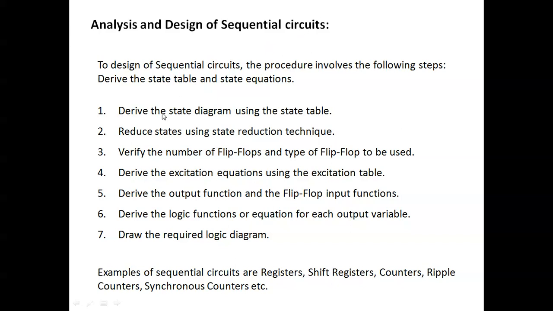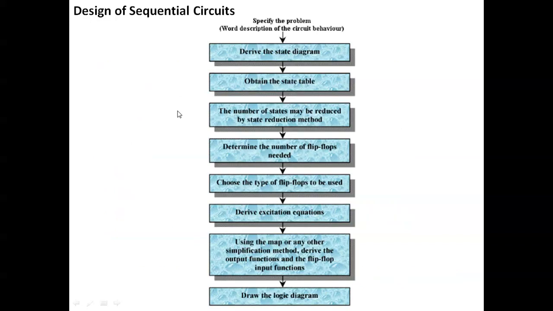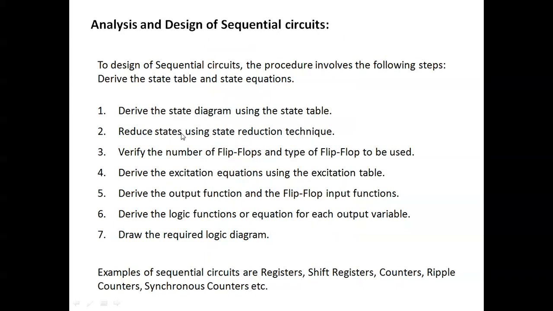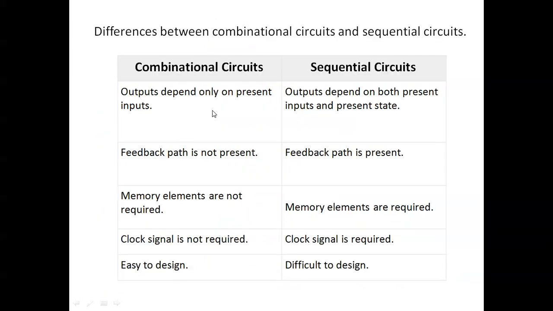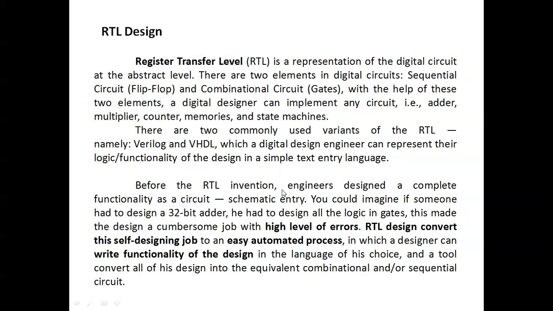We just saw what the steps are, and the same thing is written here. This is the difference between combinational and sequential circuits, which we already discussed in previous videos. The main thing is there is no feedback path in a combinational circuit, and a sequential circuit has feedback.